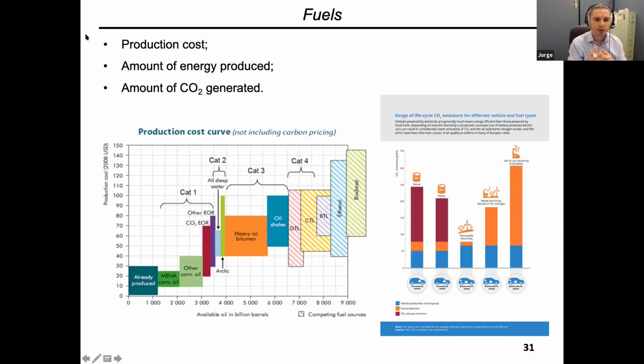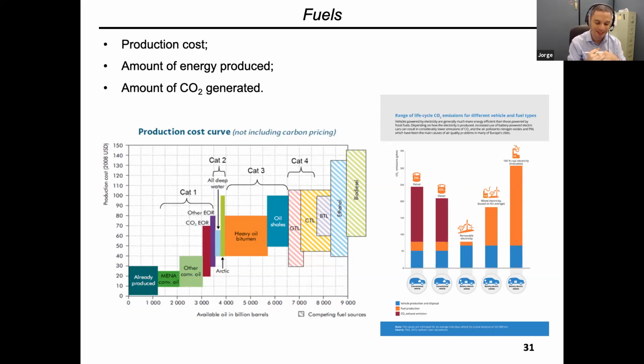So now I would like to talk about fuels. So this is more of an applied part of thermochemistry. When we consider a fuel, we have to take into account three different things. First of all, is always production cost. Okay, so how much does it cost to produce the fuel? Second item is the amount of energy produced.